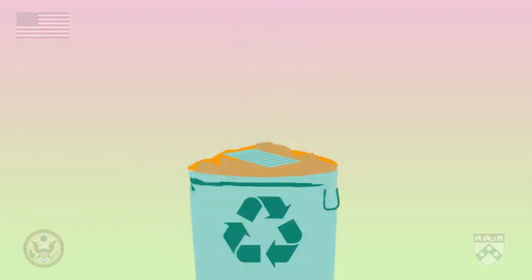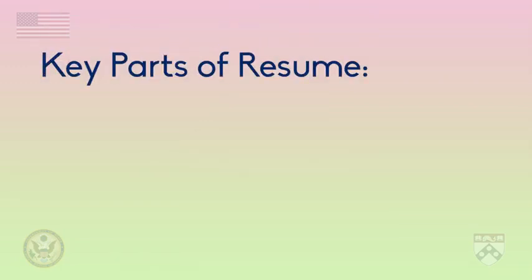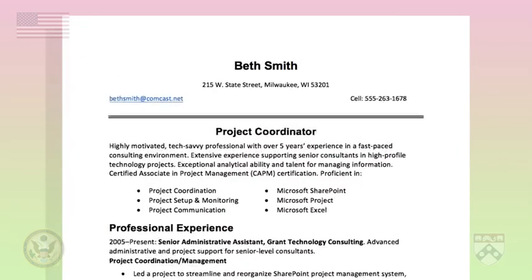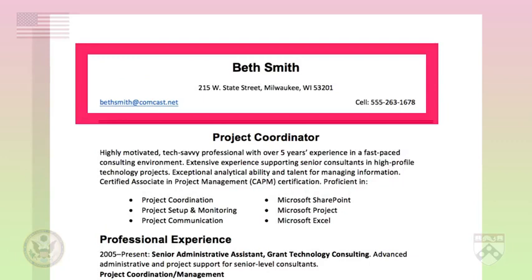So what can you do to prevent this from happening? Well, the first thing you can do is make sure that your resume has each of the following key parts. What are these parts? Well, the first one is your name and contact details. If an employer wants to contact you to ask you to come for an interview, here is where they will find your full name and information about how they can communicate with you, like your email address or telephone number.